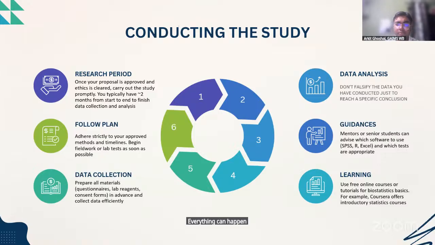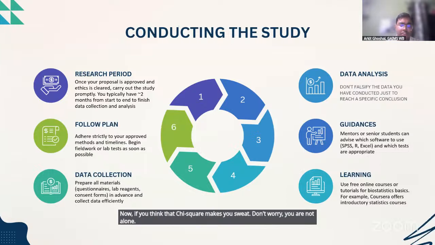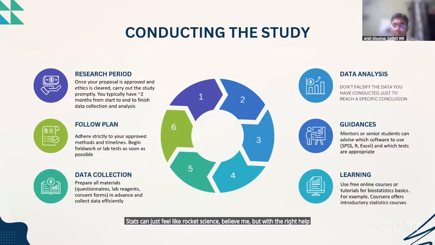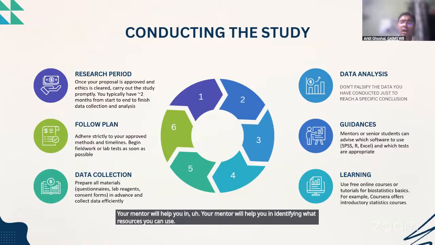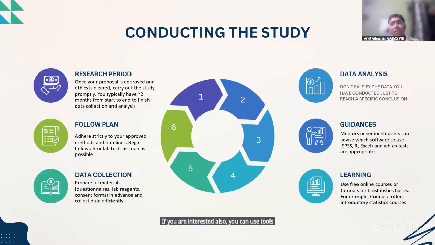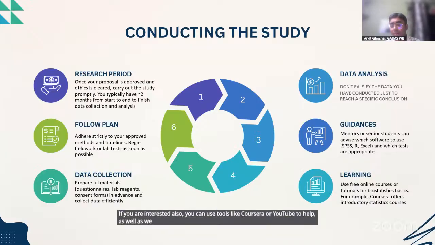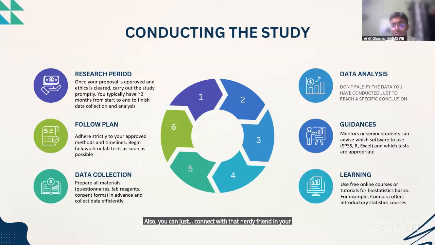Everything can happen. The data analysis part is a little tricky. Now, if you think that chi-square makes you sweat, don't worry, you are not alone. Stats can feel like rocket science, believe me, but with the right help and the right support, it's more like middle school maths with a twist. Your mentor will help you in identifying what resources you can use. You can use SPSS, R, or Excel, or any other tools. If you are interested, you can also use platforms like Coursera or YouTube to help, and we have an excellent program here to help you find out how you can do it. Also, you can just connect with the nerdy friend in your batch who actually likes biostatistics.